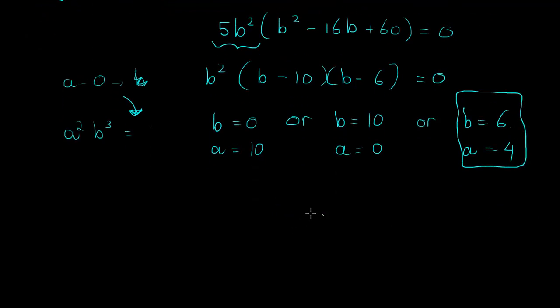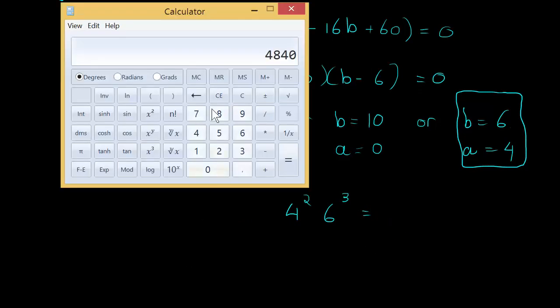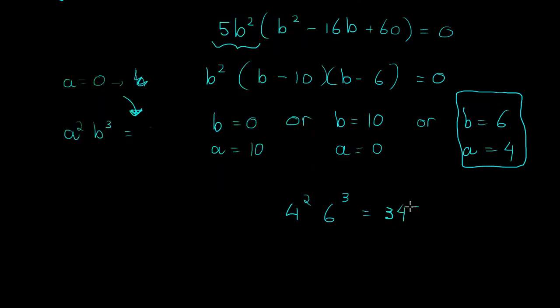So the maximum value will occur when we have 4 squared times 6 cubed. And that gives us 4 squared times 6 cubed. That is not right. 4 squared times 6 cubed, there we go, is 3456. Isn't that a beautiful number? 3456. Love it.